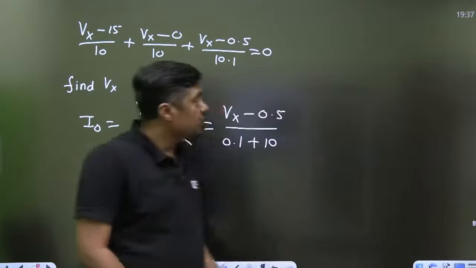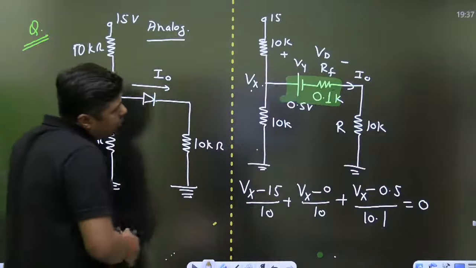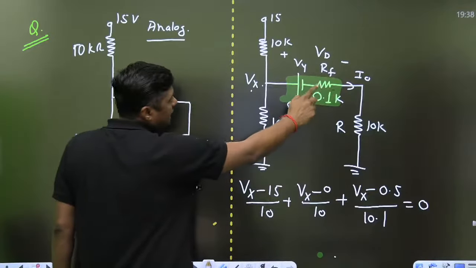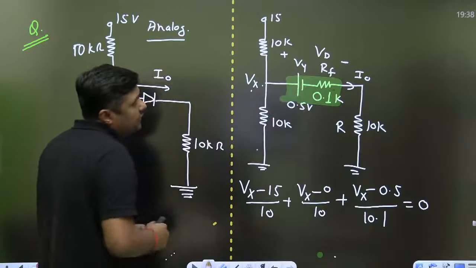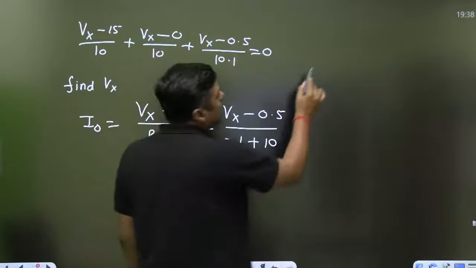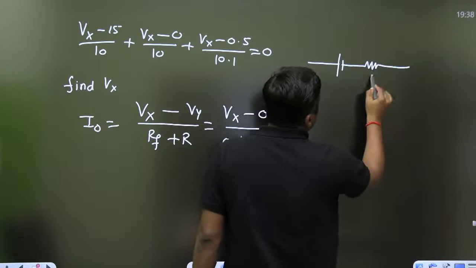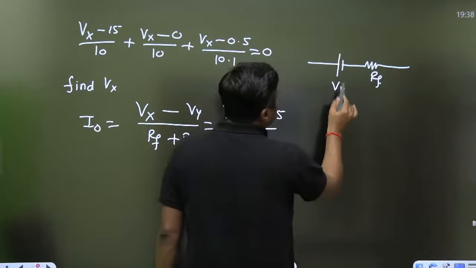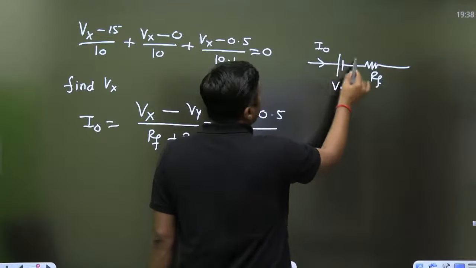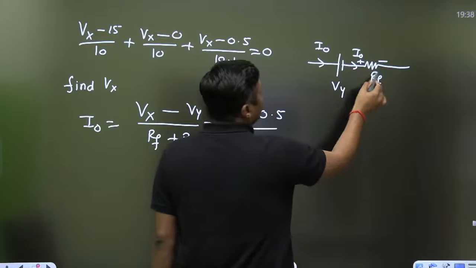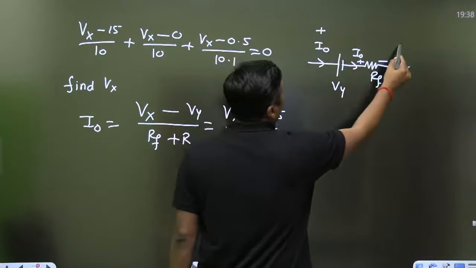That is the question. To find the drop across the diode, always remember, this is the part of the diode. This is the battery and this Rf is the part of the diode. If you want to find out the drop across the diode, always think about this diagram. This is the Rf, this is the V gamma. What is the current here? This is the I naught current. So what is the drop across the Rf? I naught into Rf. So what is the complete drop across the diode?